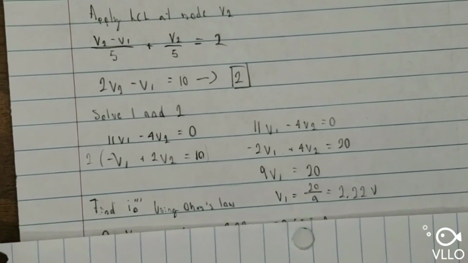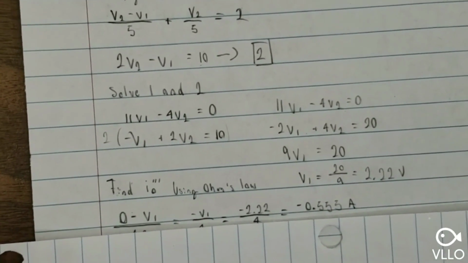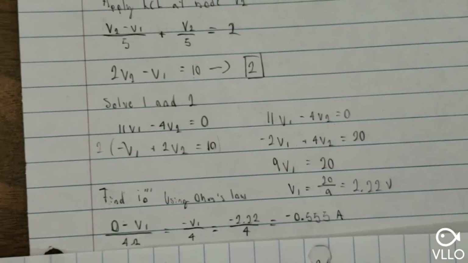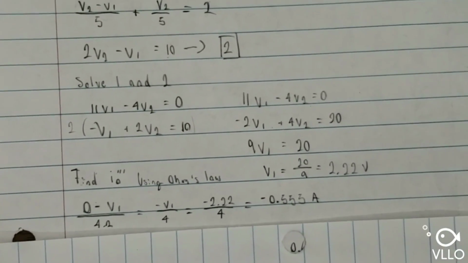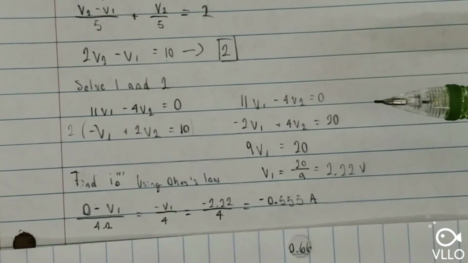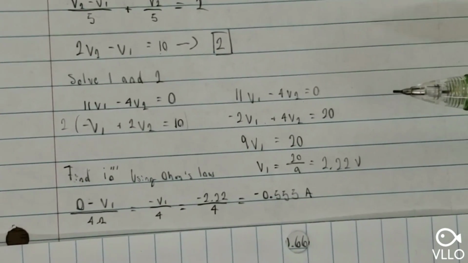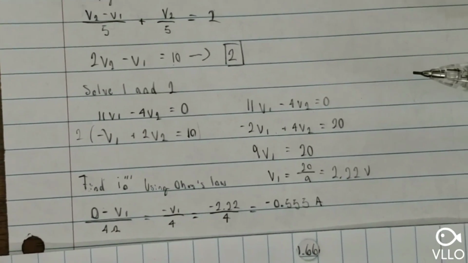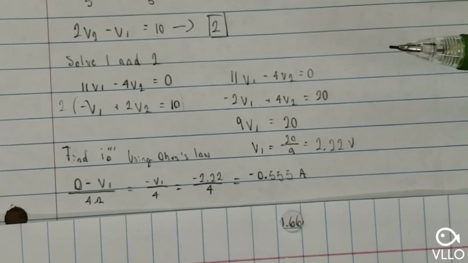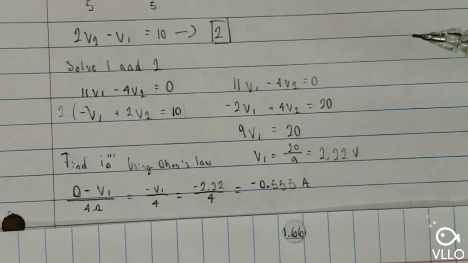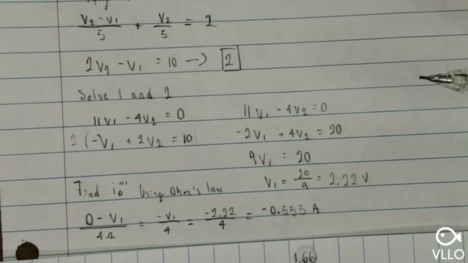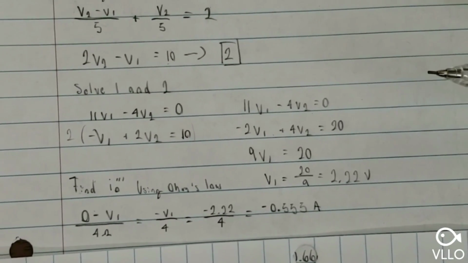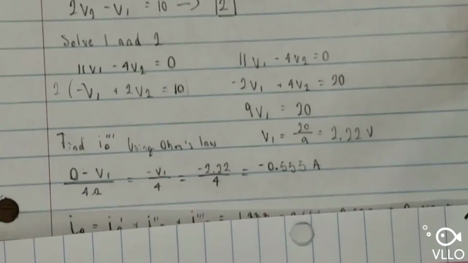And after we have V1, we're going to use Ohm's law to find I naught triple prime. And since I naught triple prime is going from a lower potential to a higher potential, it's going to be 0 minus V1 over 4, which is the resistance, equals negative V1 over 4, equals negative 2.2 over 4, which is going to be equal to negative 0.555 amps.